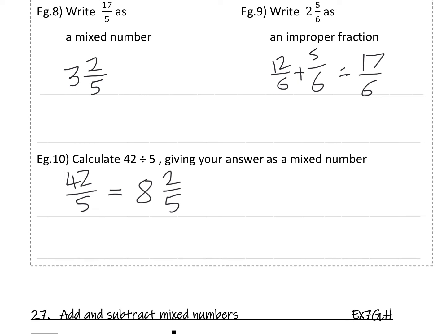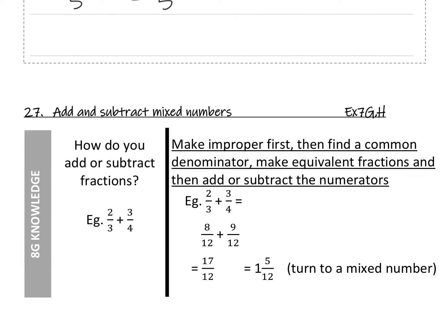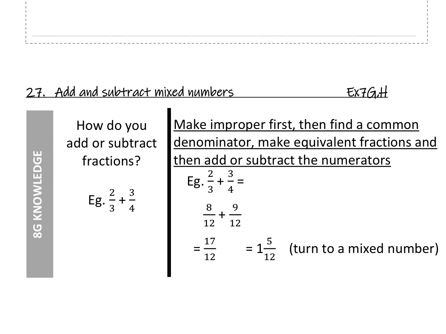Back to adding and subtracting fractions, but this time we're looking at mixed numbers as well. You would have had a definition from a few examples ago, objective 25, and this is where it comes in, so see if it matches up with your definition. So how do you actually add or subtract fractions? Well, you make sure the fraction is improper first. If it's a mixed number, change it to be improper.